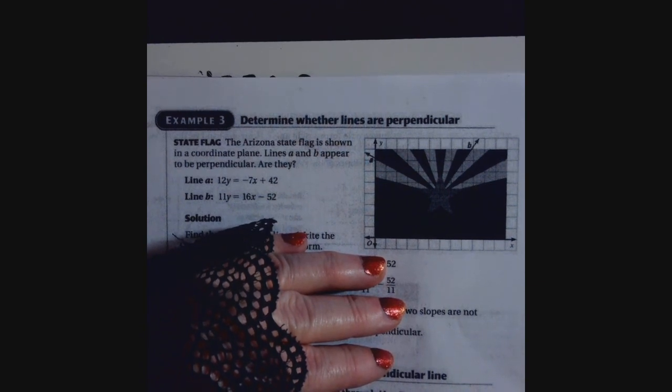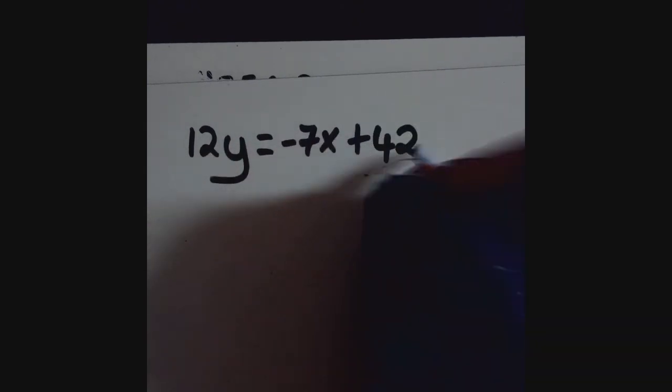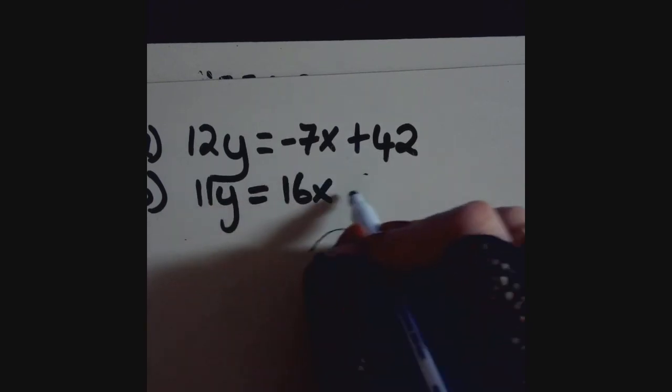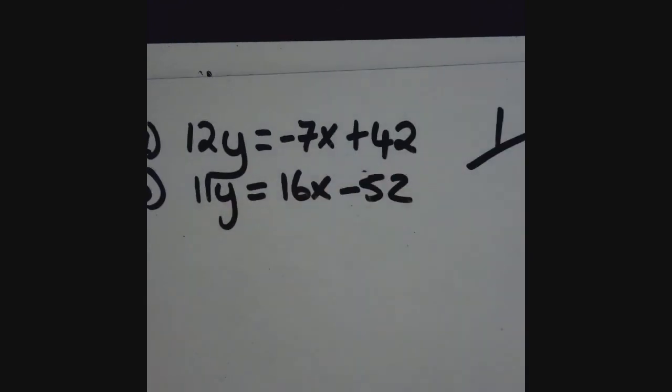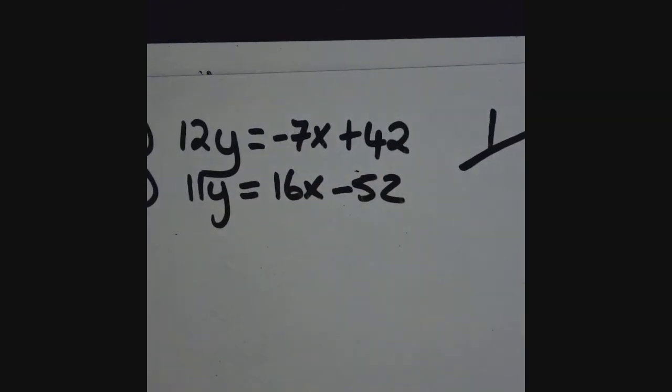So line A is 12y equals negative 7x plus 42. That is line A. Line B is 11y equals 16x minus 52. So we're trying to prove that they're perpendicular. They look like they are, but the math will tell us if they are or if they're not.